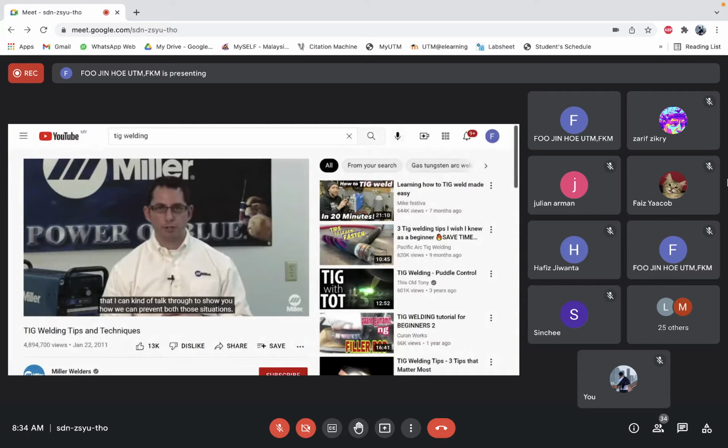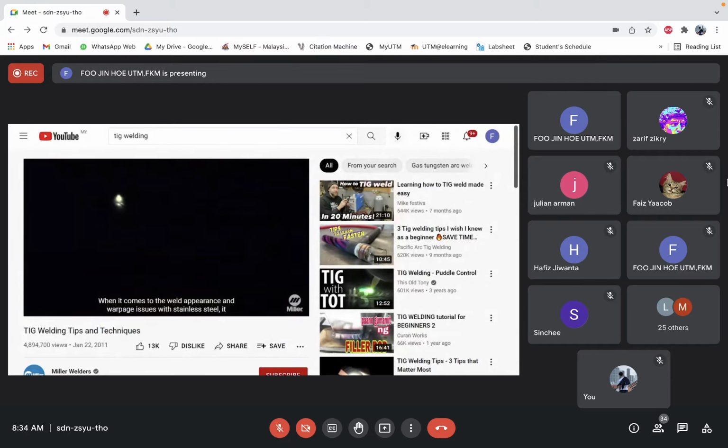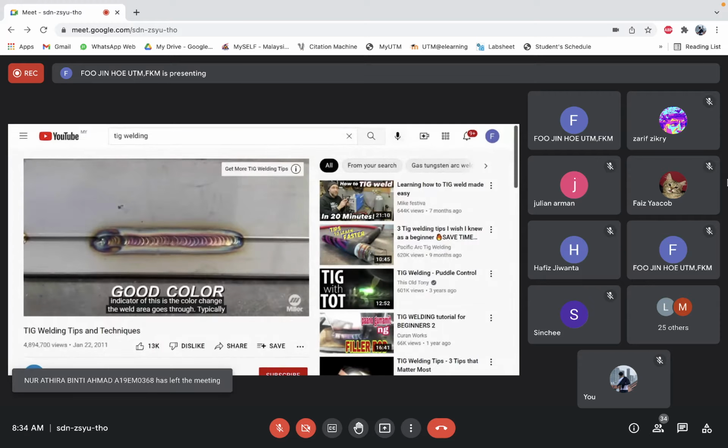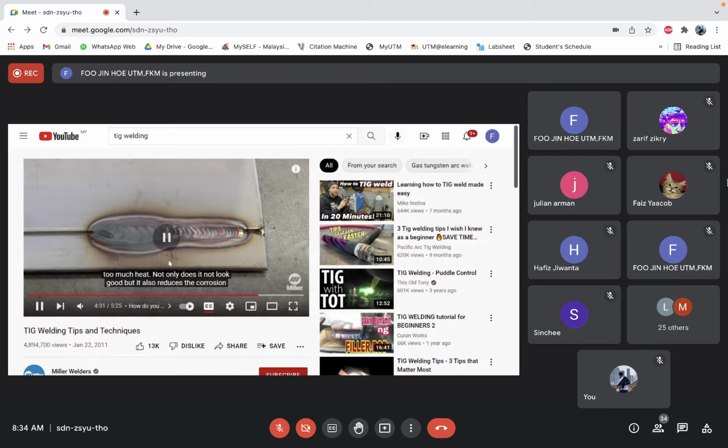When it comes to the weld appearance and the warpage issues with steel, it really boils down to one key problem. Too much heat is being applied. And a good indicator of this is the color change the weld area goes through. Typically, we're shooting for a light straw to a nice salmon color. If you're getting those deep dark purples to a gray that looks dirty and heavily oxidized, that's too much heat.